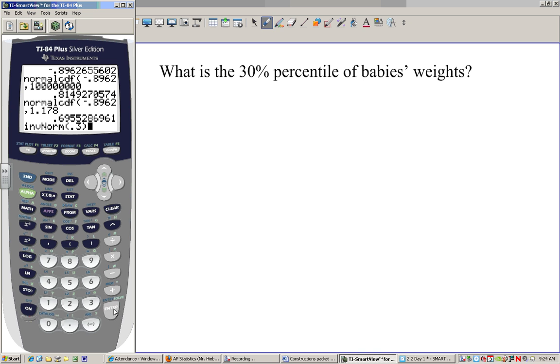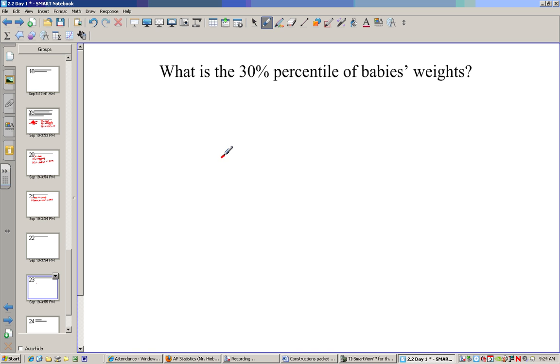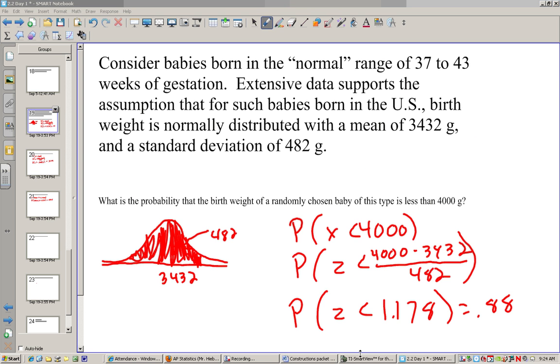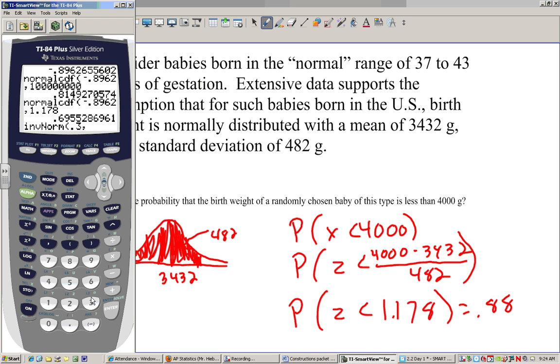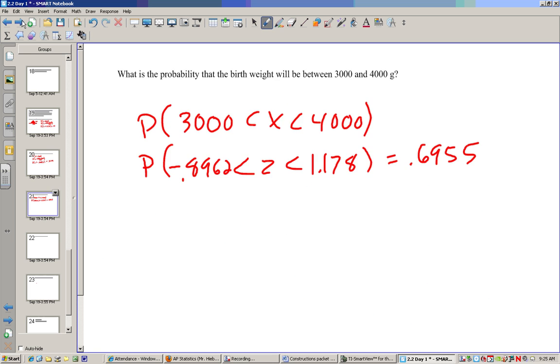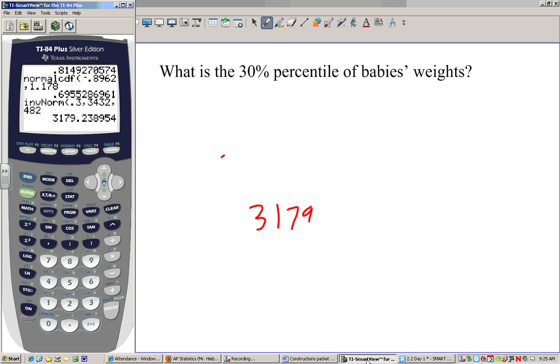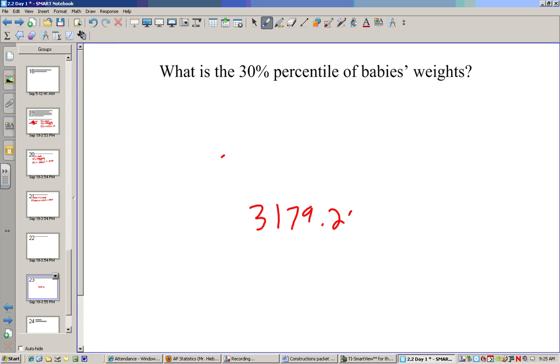So if I did that, we just get the z-score. But if I typed in the mean and standard deviation, let's go back so we can see that, then it will give me the actual value. So if I type in 3432, comma 482, enter, 3179. So 3,179.24 grams will be the 30th percentile for baby weights.